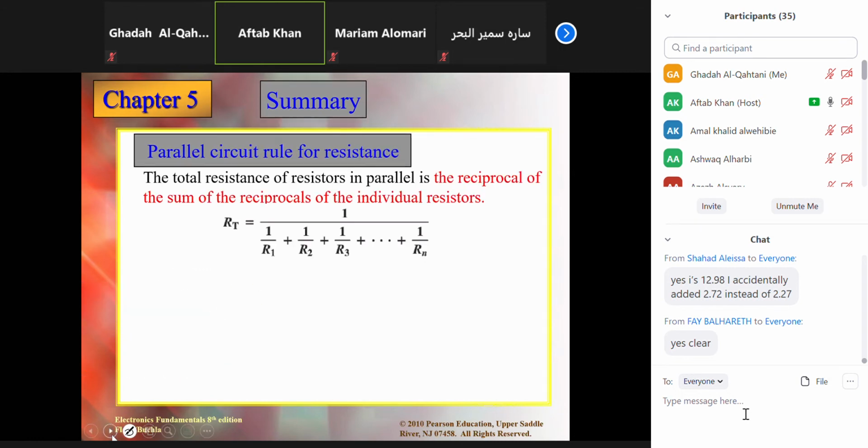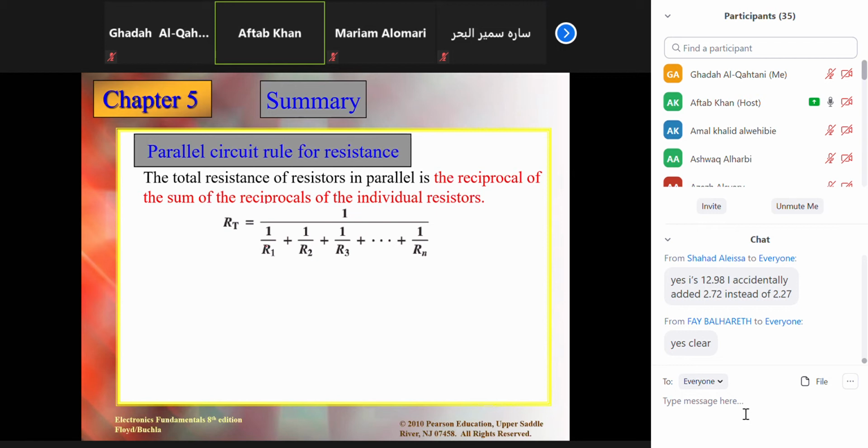Okay, so girls, another way to find the total is to first find the total resistance. I believe you know this formula for the total resistance of a parallel circuit. It is the reciprocal of the sum of the reciprocals of the individual resistances. So RT is equal to 1 over R1 plus 1 over R2 plus 1 over R3 and so on. This is called reciprocal. Reciprocal means inverse.